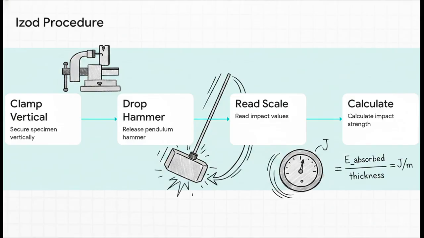Second, we release the pendulum hammer from its fixed latch. It swings down, violently strikes the specimen right above the vise, and follows through. Third, we read the impact values directly from that analog scale, which tells us the raw energy absorbed in joules. Finally, we calculate the actual impact strength. We do this by taking the total energy absorbed and dividing it by the cross-sectional thickness of the specimen exactly at the notch. This math gives us a standardized value, usually in joules per meter or kilojoules per square meter. And that standardized number is what allows us to compare entirely different materials fairly.